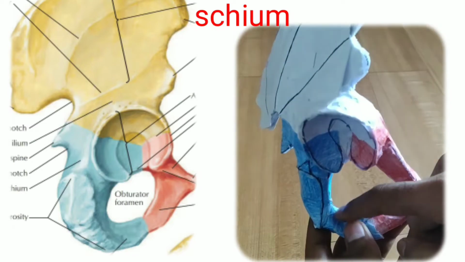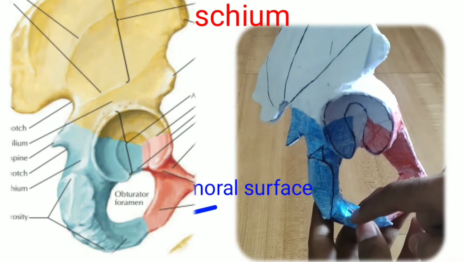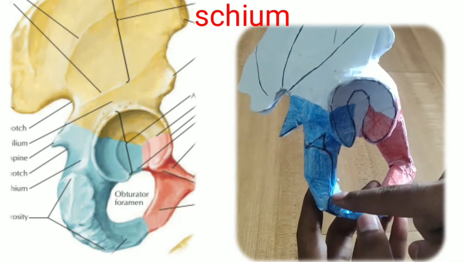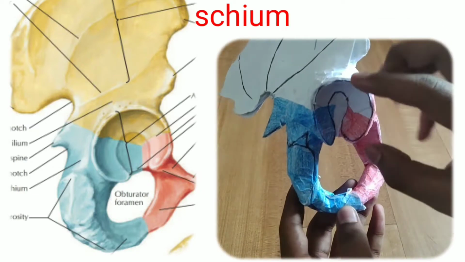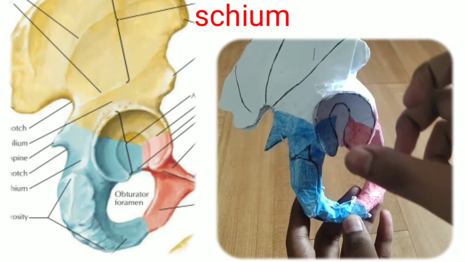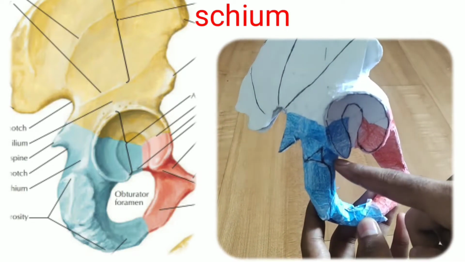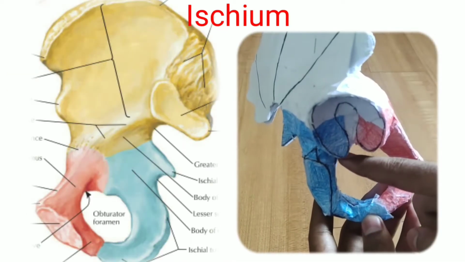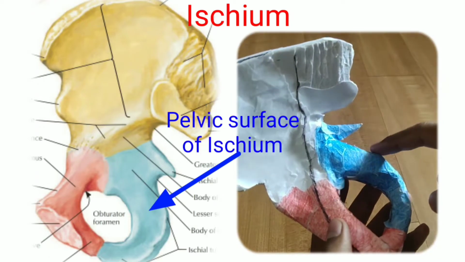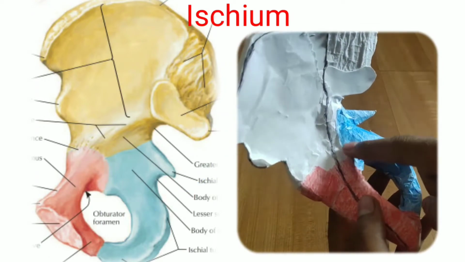The anterior border and the lateral border will separate a surface called the femoral surface. This one is the femoral surface because this surface is facing the femur. You know that the acetabulum will articulate with the head of the femur here, and the femur will come in this direction here. This surface is facing the femur, so they name it the femoral surface. And the surface separated by the anterior border and the posterior border of the ischium is called the pelvic surface because it is facing the pelvis.